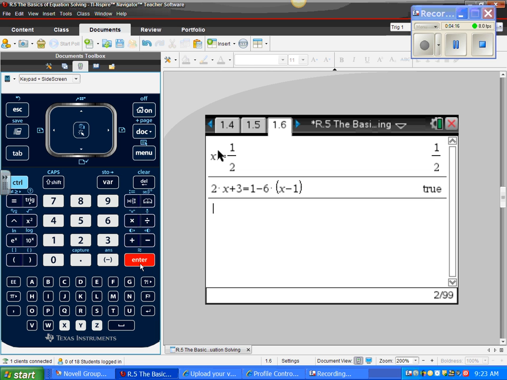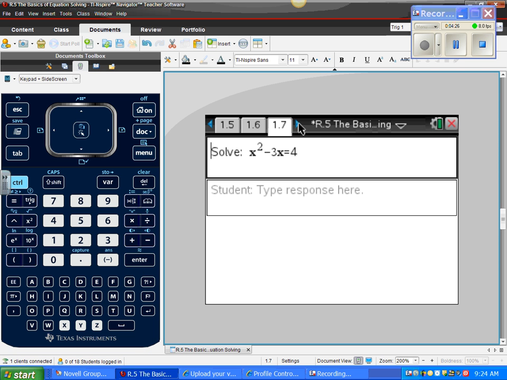And you want to make sure that you're checking all of your solutions. It literally took 15 seconds for me to do that. So it's very quick and easy. There's no reason you can't do that. All right, next page. Solve x squared minus 3x equals 4.